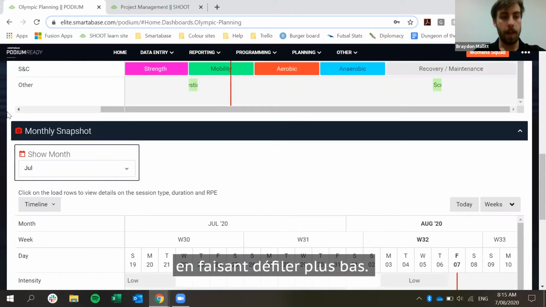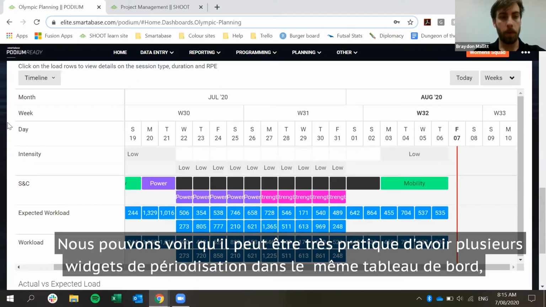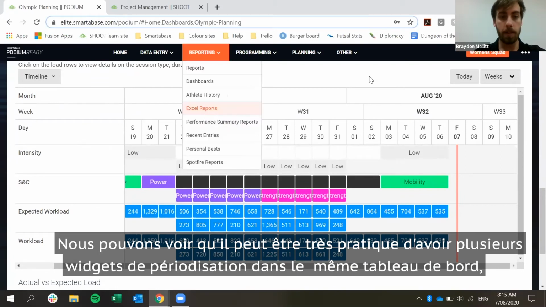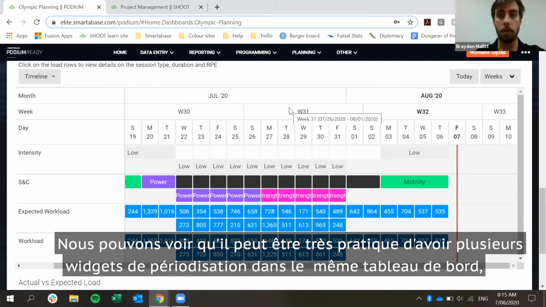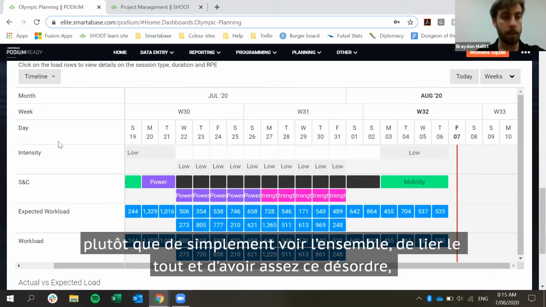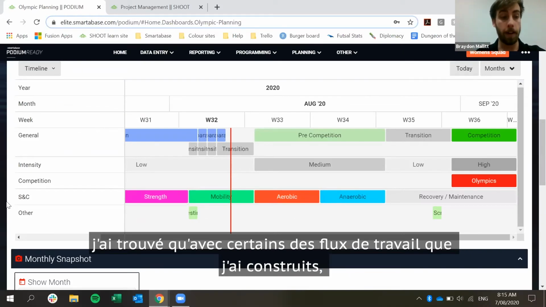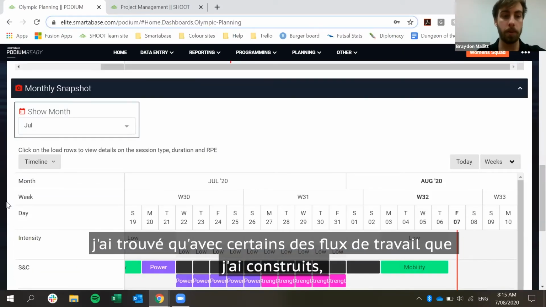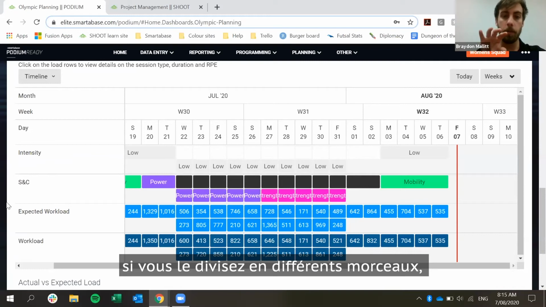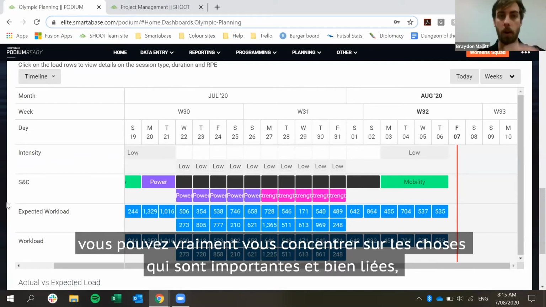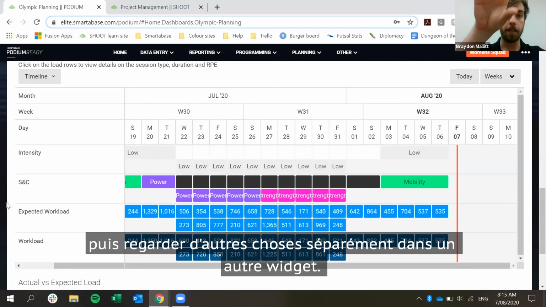As we scroll further down, having multiple periodization widgets in the same dashboard can be quite handy to have. So rather than just tying it all in together and having it quite messy, I've found with some of the workflows I've built that if you split it out, you can really focus on things that are important and tie together well, and then look at other things in another widget separately.